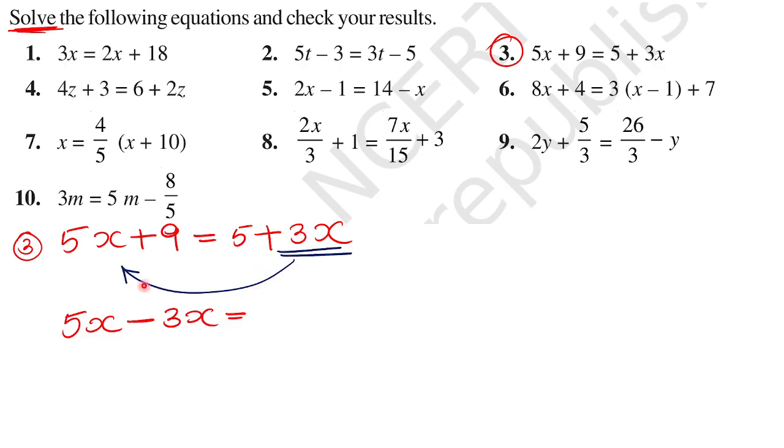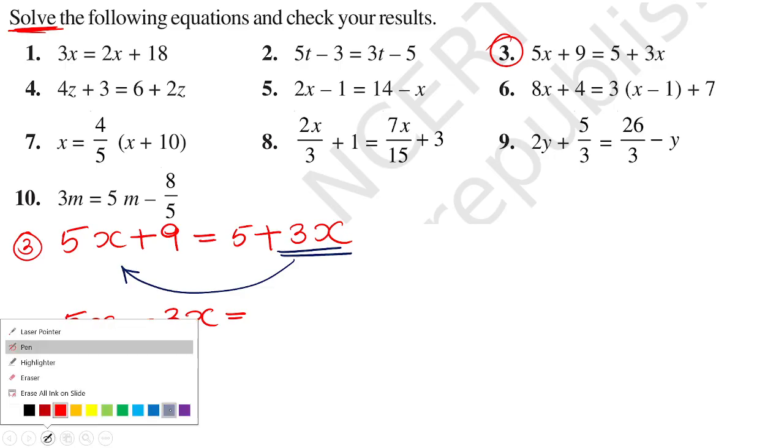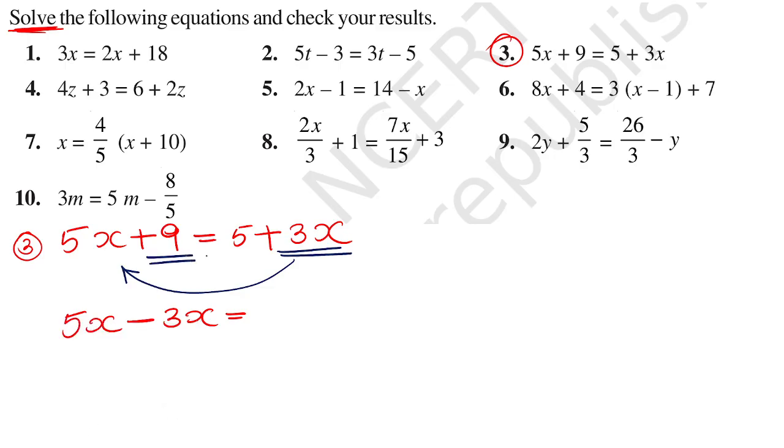So plus 3x taken to the left side becomes minus 3x. Why? The variable x should be on the left side. Can you see plus 9 on the left side? Can I take this plus 9 to the other side? Yes. Plus a number taken to the other side becomes minus that number. On the right side, 5 was already there. Now this plus 9 reaches the other side and becomes minus 9.